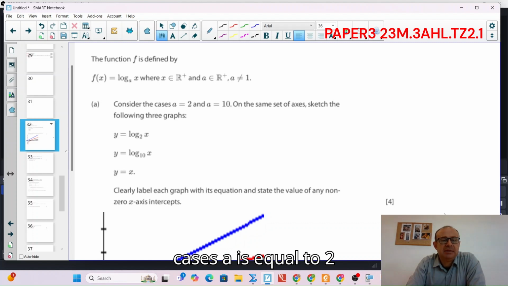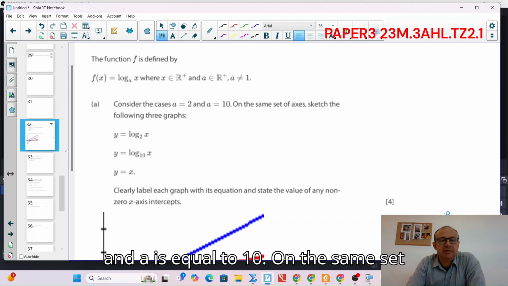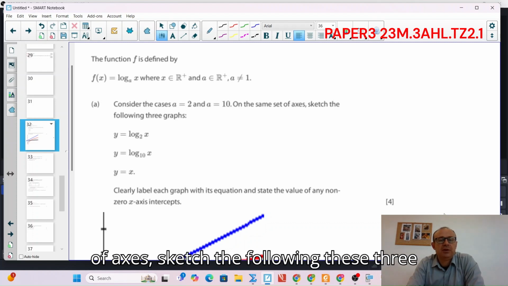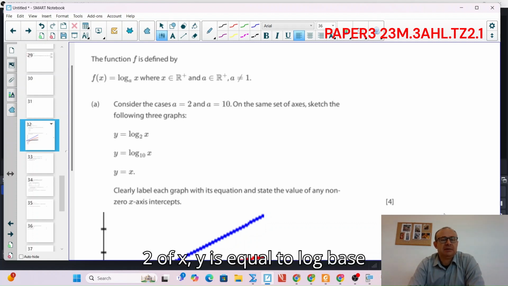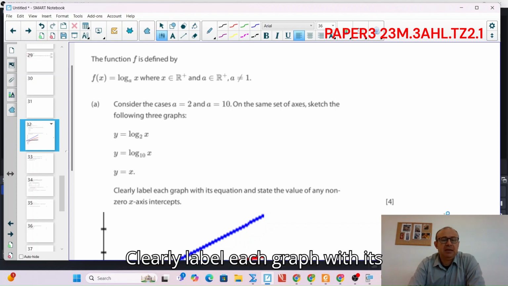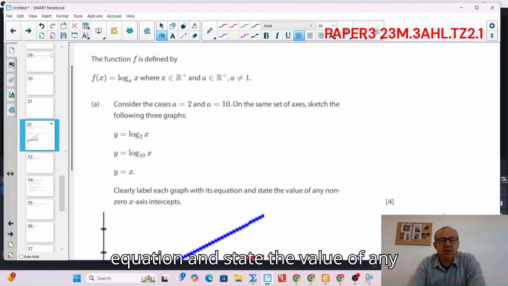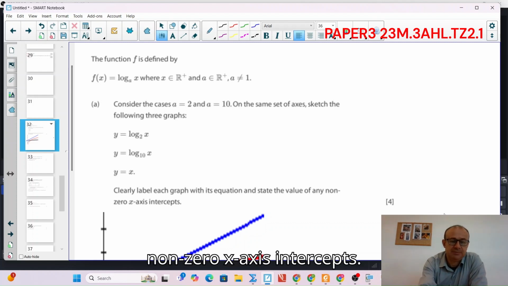Now question A. Consider the cases as a is equal to 2 and a is equal to 10. On the same set of x's, sketch these three graphs: y is equal to log base 2 of x, y is equal to log base 10 of x, and y is equal to x. Clearly label each graph with its equation and state the value of any non-zero x-axis intercepts.